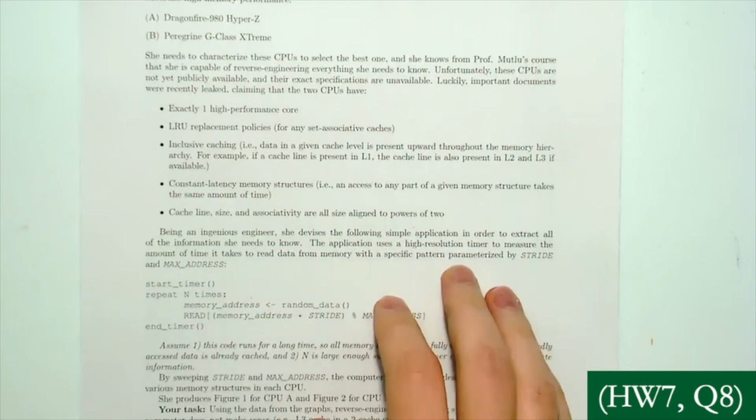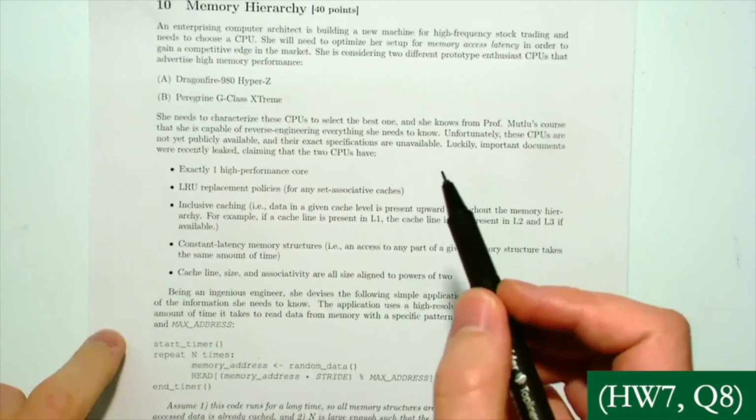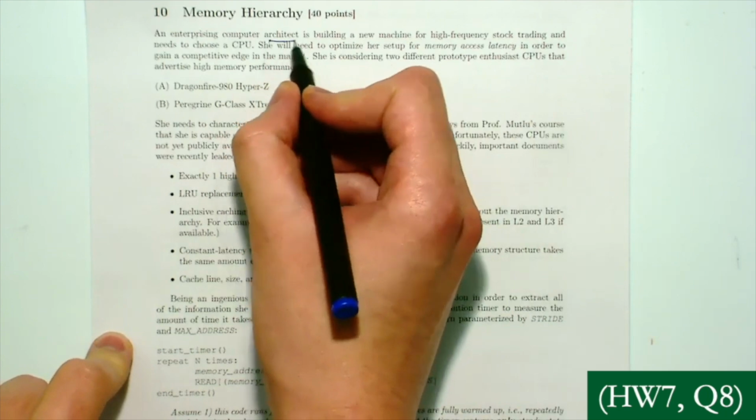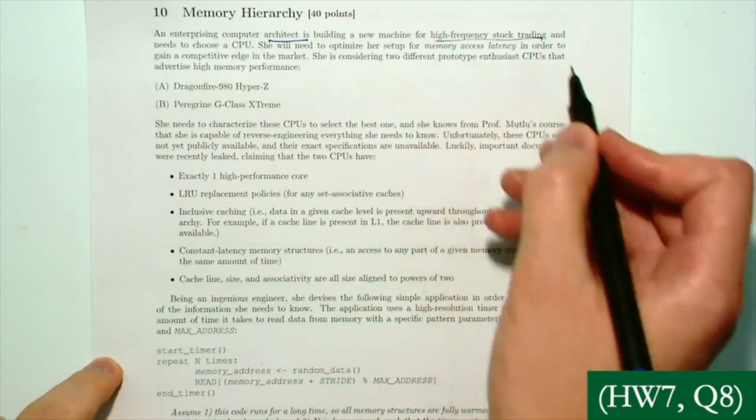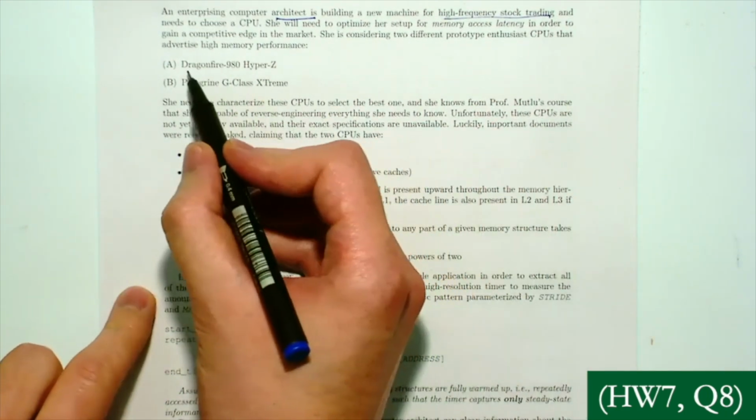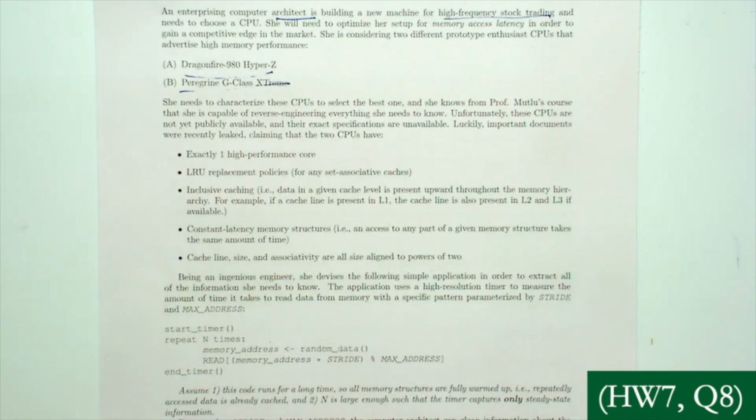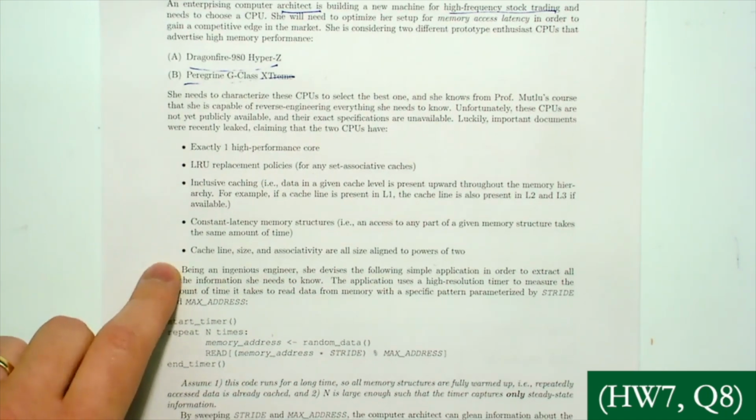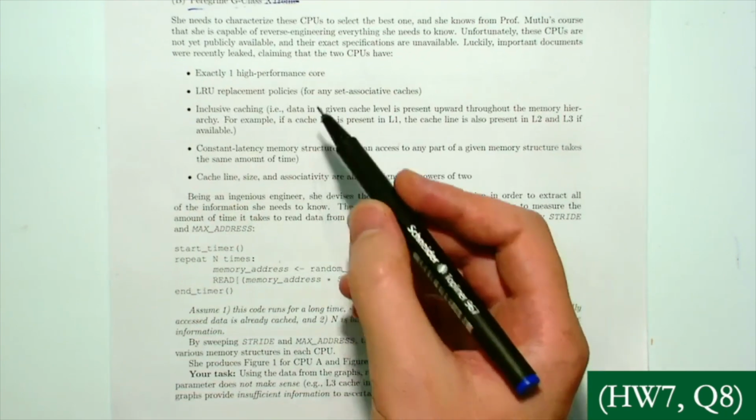So there is a sort of a story of the question, but let me quickly summarize it for you. So basically, here in the question, we have an architect who is trying to build a specific machine for high-frequency stock trading, right? And here are the 2 processor designs that this architect is considering using in her system. And here's some more information about what is known for these processors.